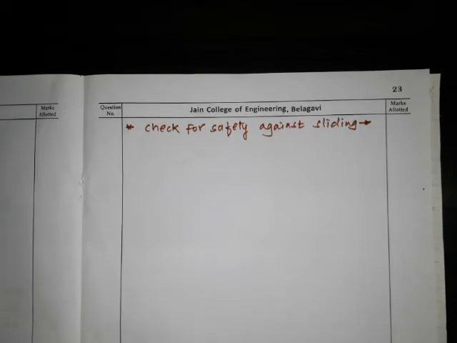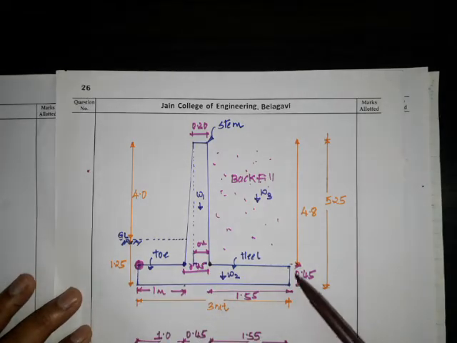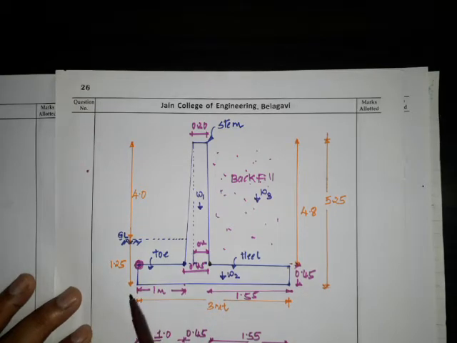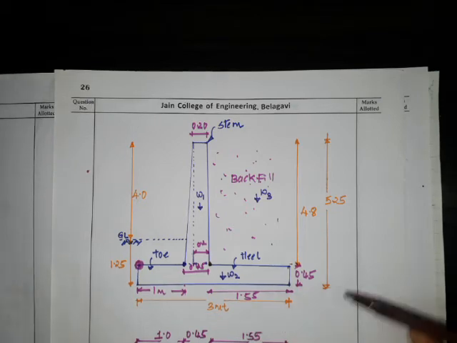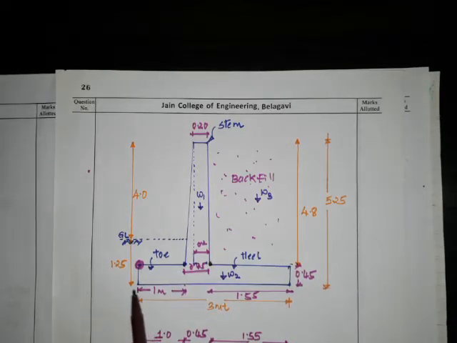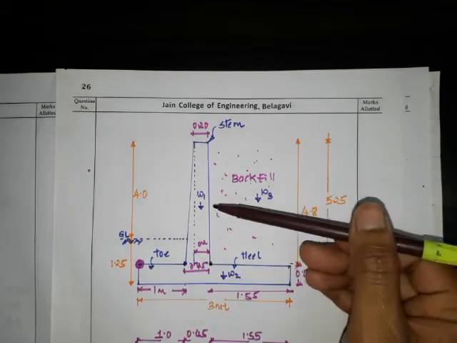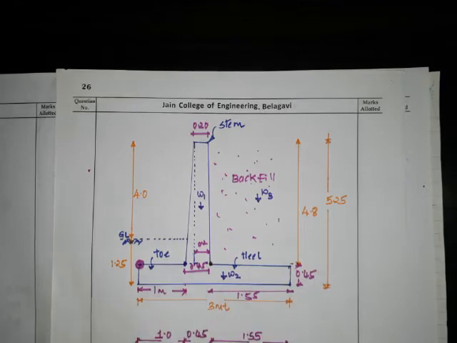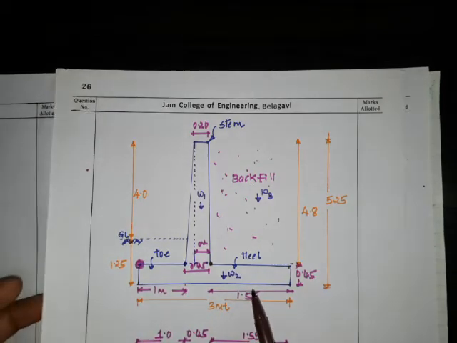So what will happen generally in sliding? Okay, so when the wall is subjected to lateral earth pressure, if the frictional resistance between the concrete and the soil is less than the lateral earth pressure, the soil tries to slide or move. So that should be avoided. So that's why I have to check for safety of wall against sliding.